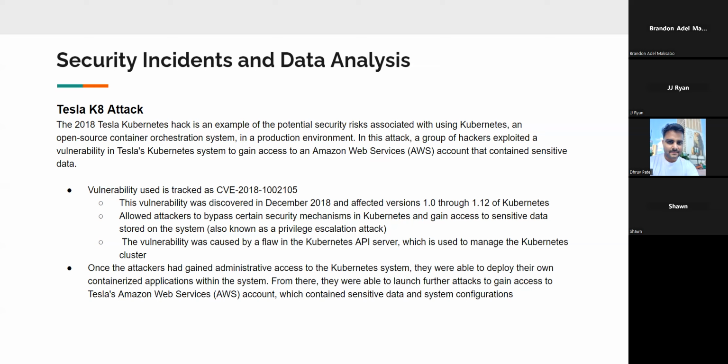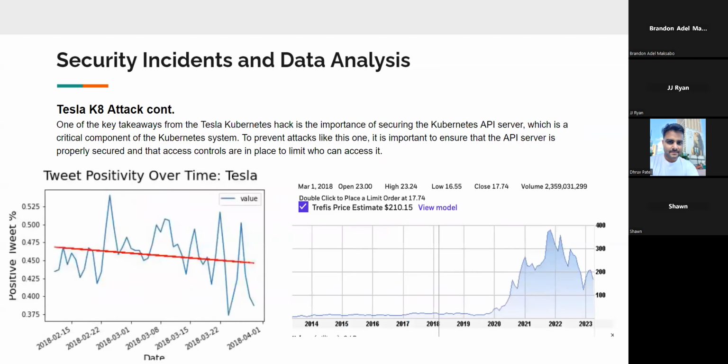Once the attackers gained administrative access to the Kubernetes system, they were able to deploy their own containerized application within the system. From there, they were able to launch further attacks to gain access to Tesla's Amazon Web Service account, which contains sensitive data and system configurations. And this is some of our data that we saw in our graphs.